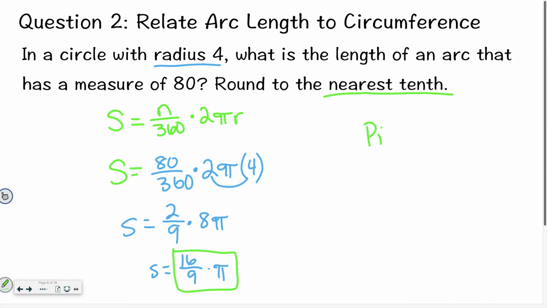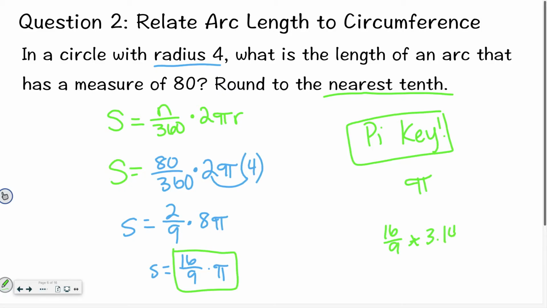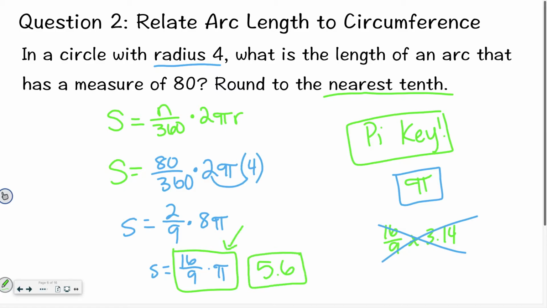Now, moving forward, you need to use the pi key. I do not want to see you guys doing 16/9 times 3.14. I don't want you guys rounding that off anymore. You need to use the pi key. So 16 divided by 9 times pi. And if you do that, you end up with 5.6 as your answer. Okay, so this would be an exact answer. This is my answer rounded to the nearest tenth.